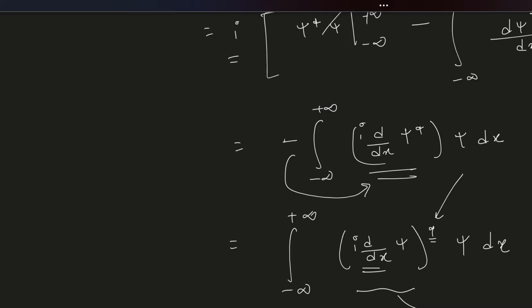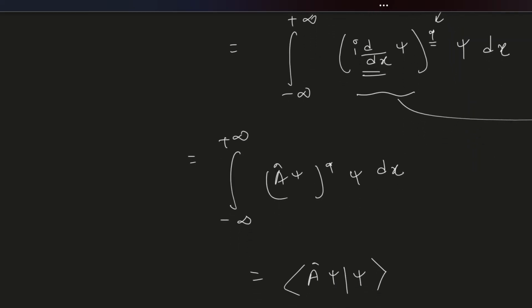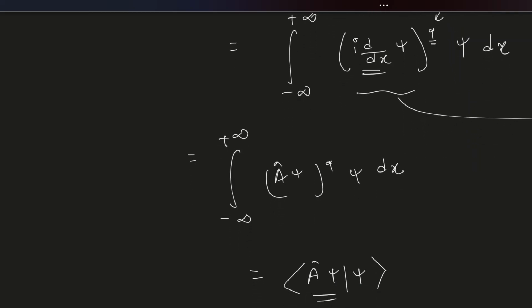psi whole star, psi dx, which is nothing but, in the bracket notation, the expectation value of A cap. And as I said earlier, this can be written as psi, A cap dagger, psi. So basically you have now psi A cap dagger psi. This is the expectation value of A cap dagger.